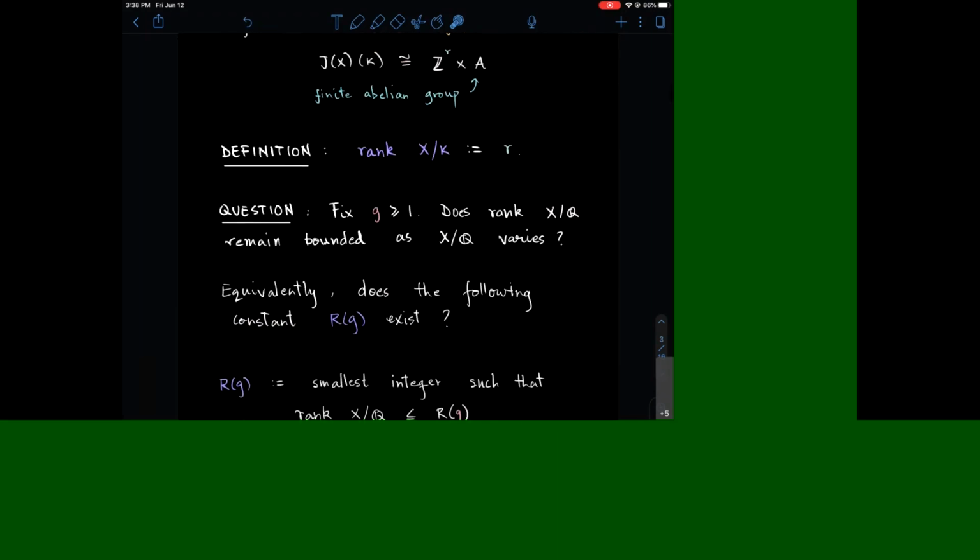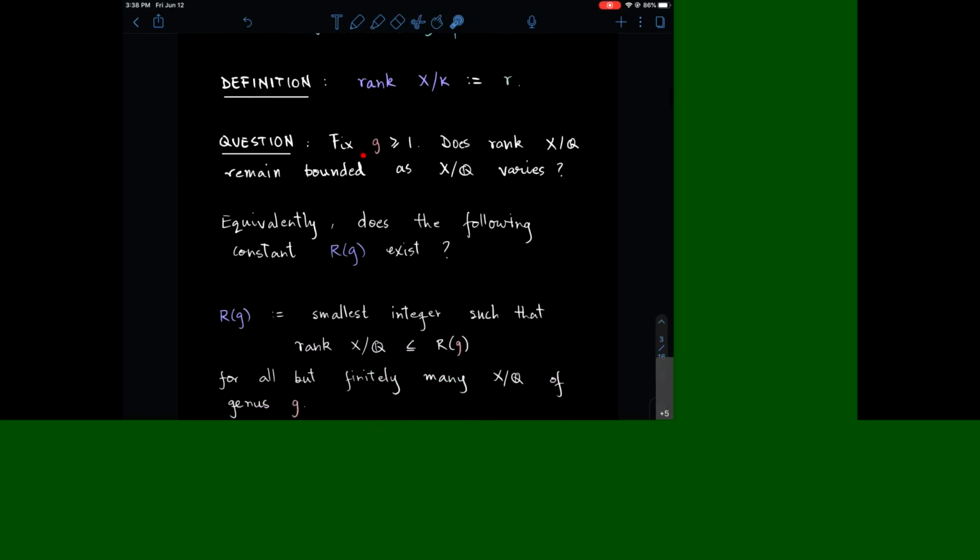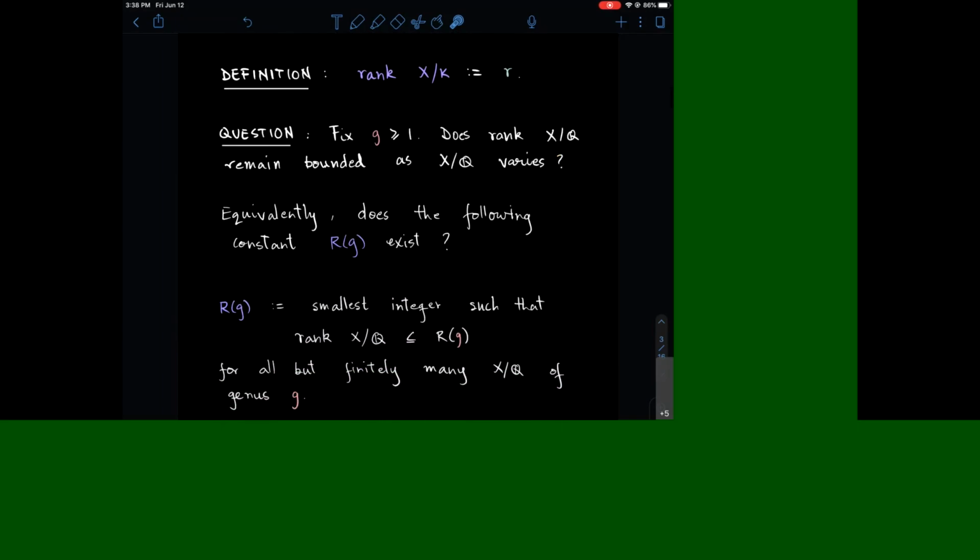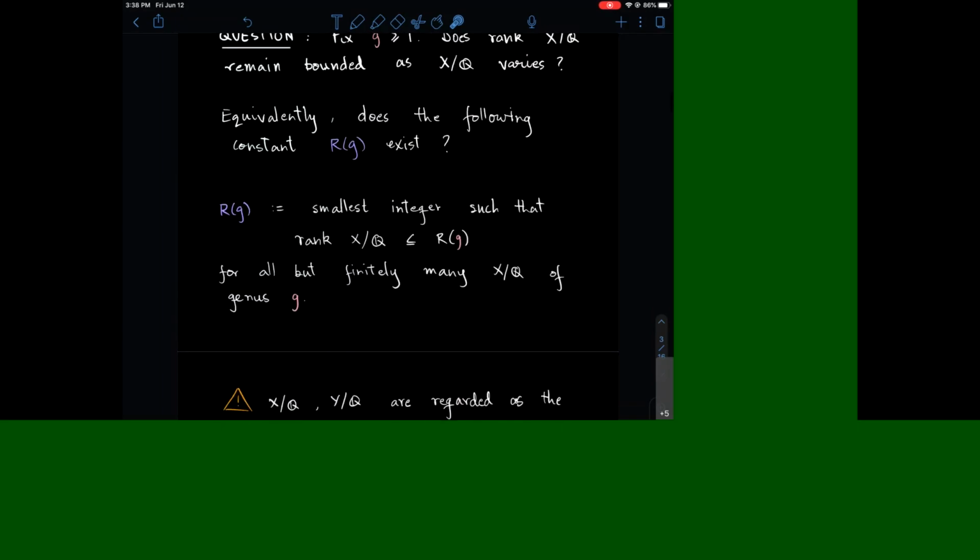So here's a natural question. If you fix a positive integer G and you allow your X over Q to vary over all genus G curves over Q, it's natural to ask, does the rank remain bounded? Or equivalently, you can ask, does the following constant R of G exist? Here R of G is defined to be the smallest integer with the property that the rank of X over Q is bounded by R of G for almost all X over Q of genus G. And here almost all means all but finitely many X over Q.